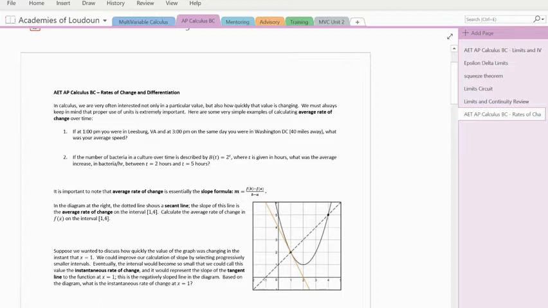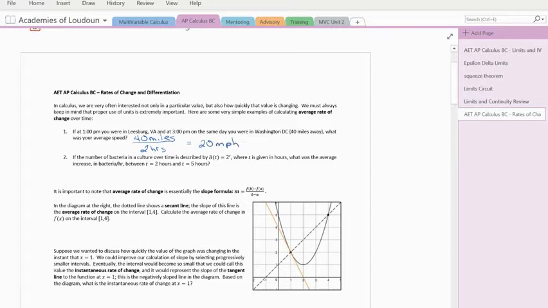So if at 1 p.m. you were in Leesburg, Virginia, and at 3 p.m. on the same day you were in Washington, D.C., 40 miles away, what was your average speed? So we know that we went 40 miles in a total amount of time of 2 hours. So our average speed was 20 miles per hour.